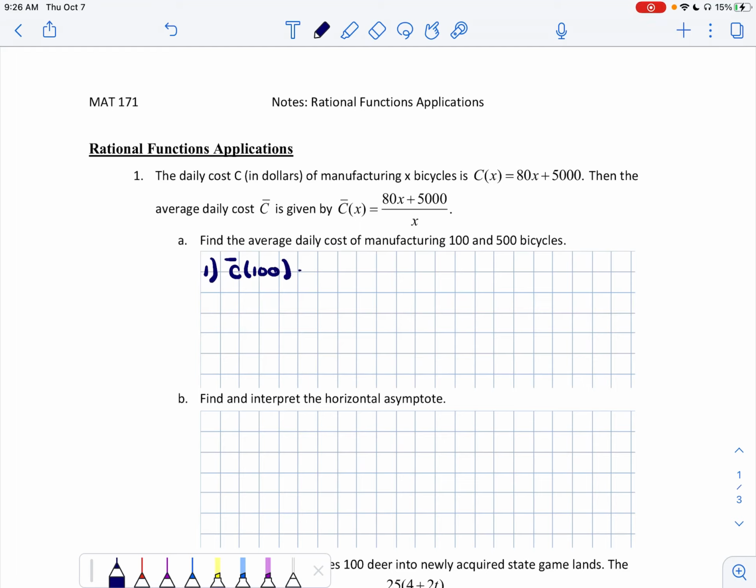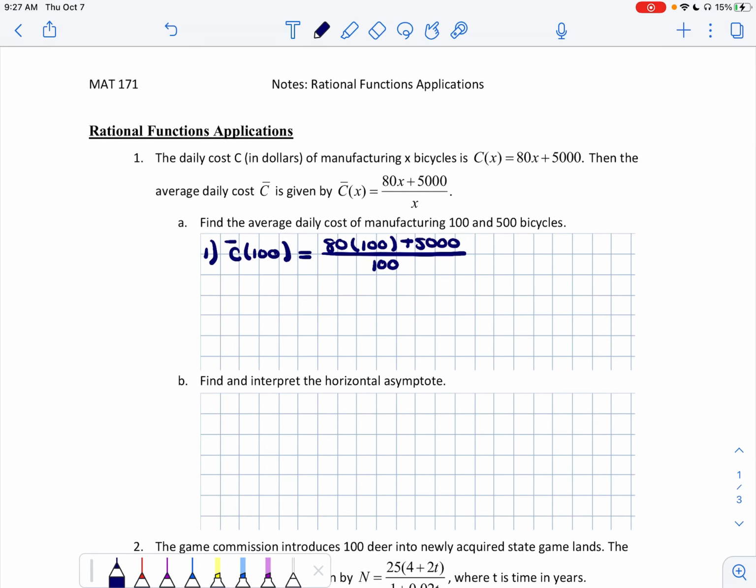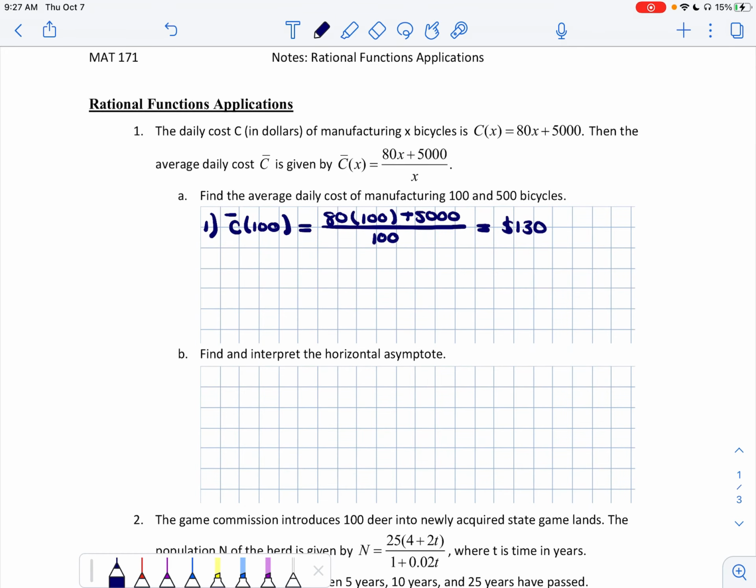So we're just going to plug 100 into our function. So 80 times 100 plus 5,000 all over 100. Okay, and then we just need to plug that into our calculator. And if we do, we will come out with $130 as our average daily cost of manufacturing 100 bicycles. Okay, so then we can just do the same thing with 500 bicycles.